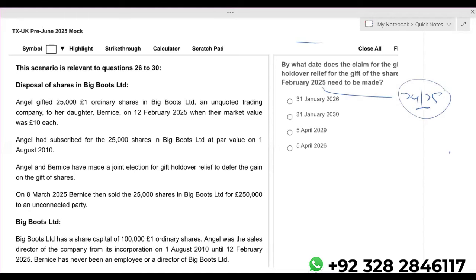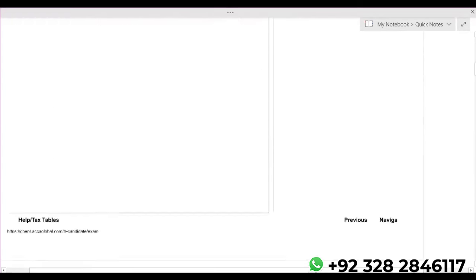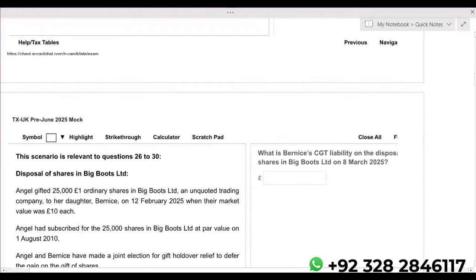It means I'll go to 26, 27, 28, 29. So gift relief is claimed within 4 years from the end of the tax year in which the gift is made. So you only need to memorize the date, and the job is done.